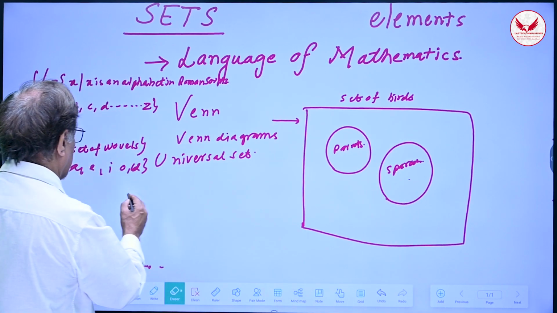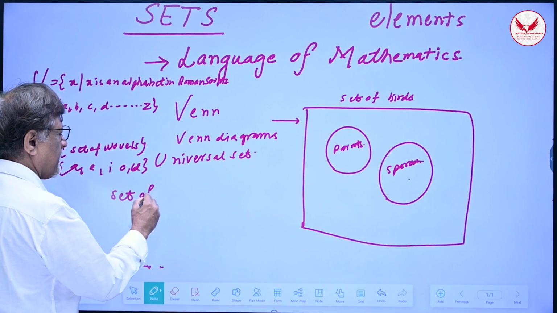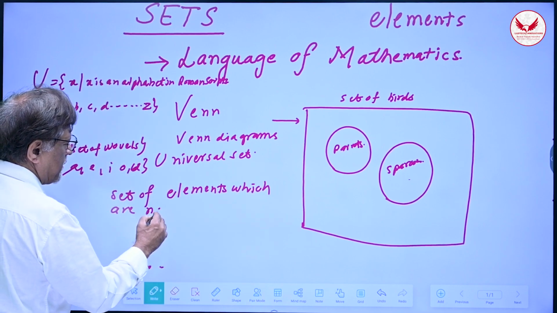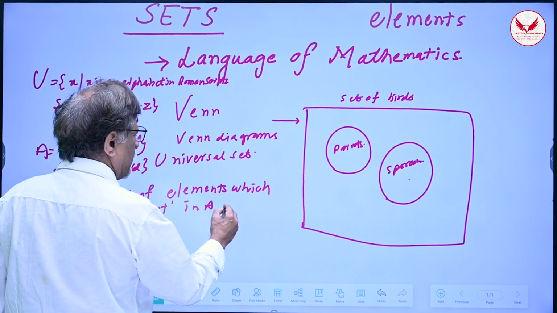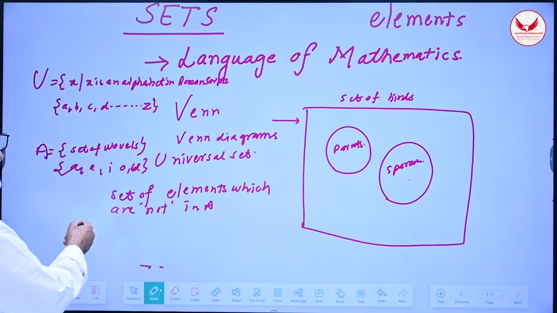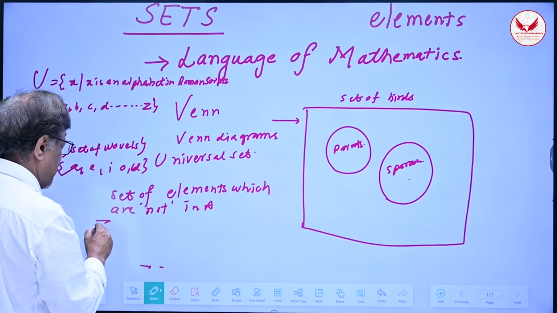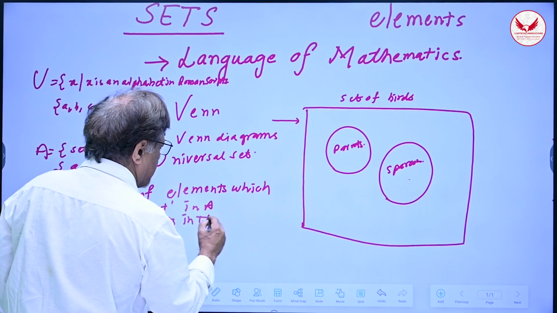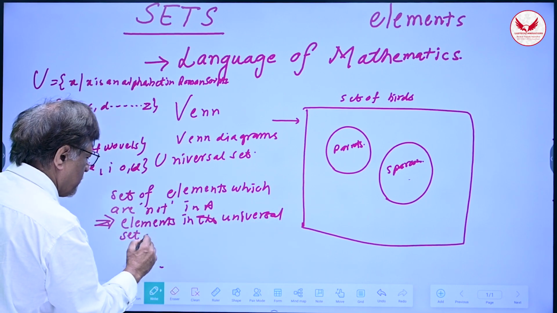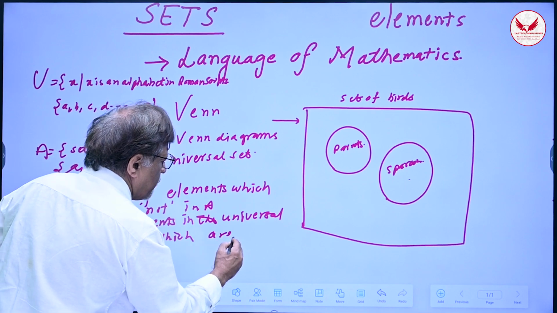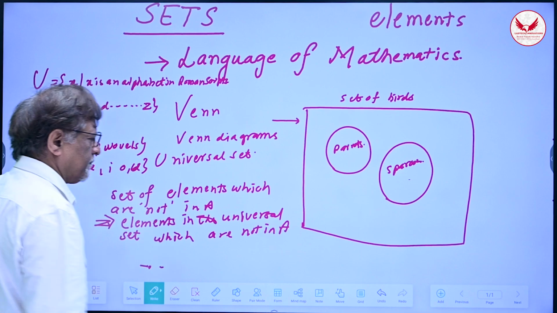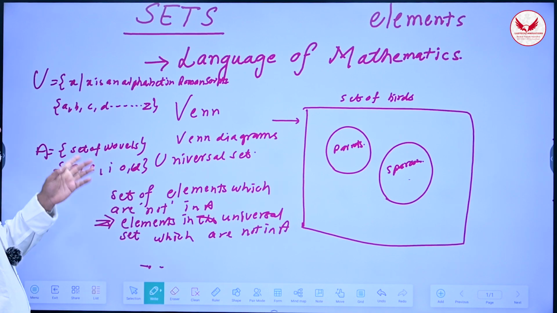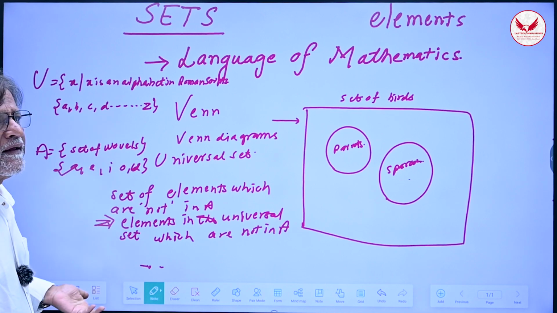So, set of elements which are not in A means what? That means these elements are in the universal set, but they are not members of A. That means this implies the elements in the universal set which are not in capital A. Correct? Now, how do I denote this? Very simple. So, if I want to talk about set of elements which are not in A, that means all alphabets which are not vowels. So, what are they? They are consonants.